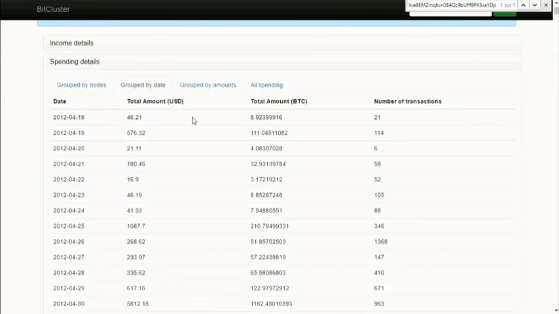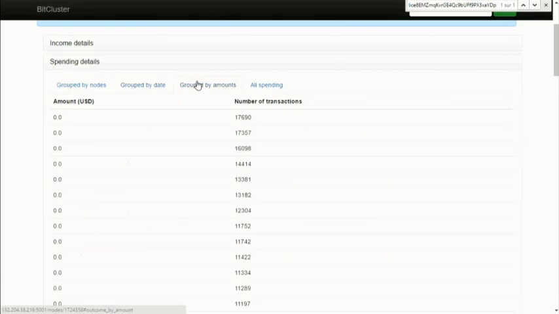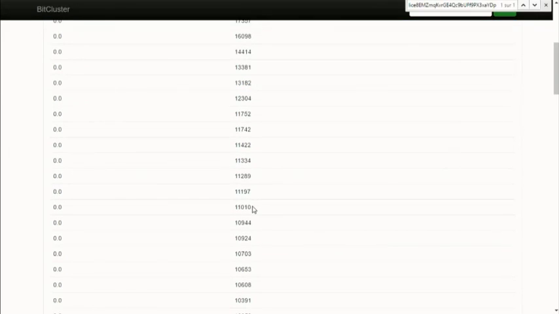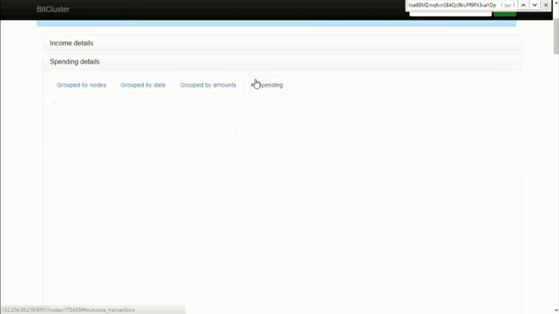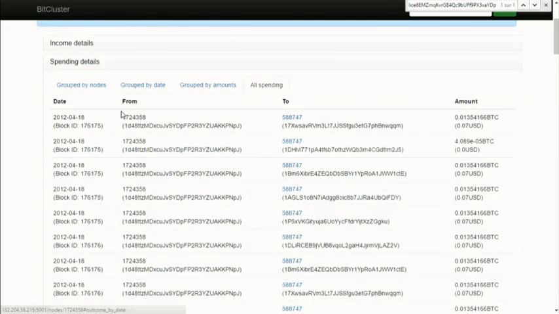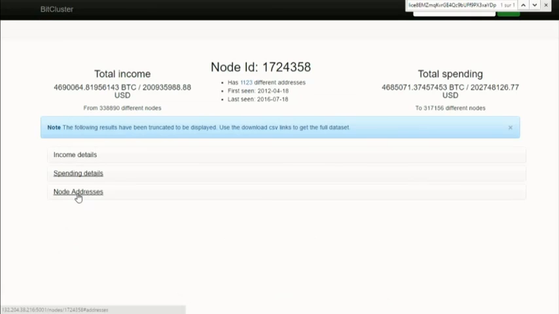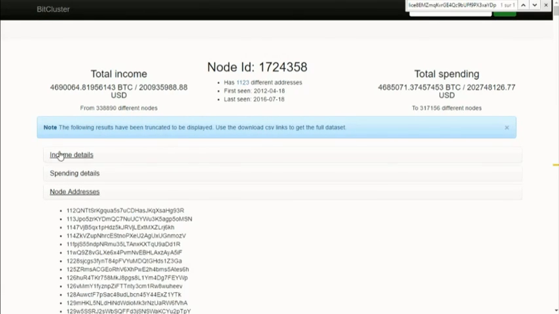You also see how many transactions Satoshi Dice sent per day, and what the amount of money is. What we see here is less than 1 cent per transaction. Most of the transactions sent from Satoshi Dice are less than 1 cent US, because of the concept of the game. It makes sense. And you can see also all the addresses associated.